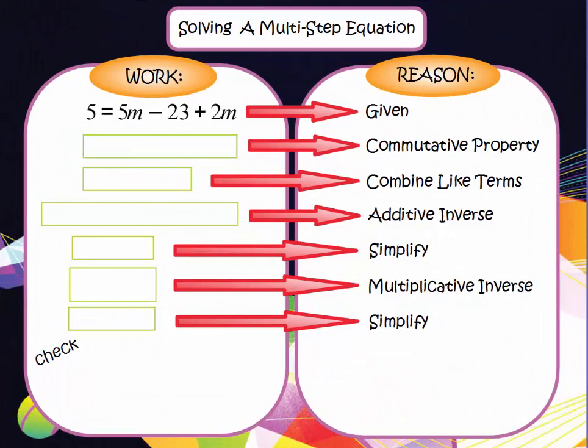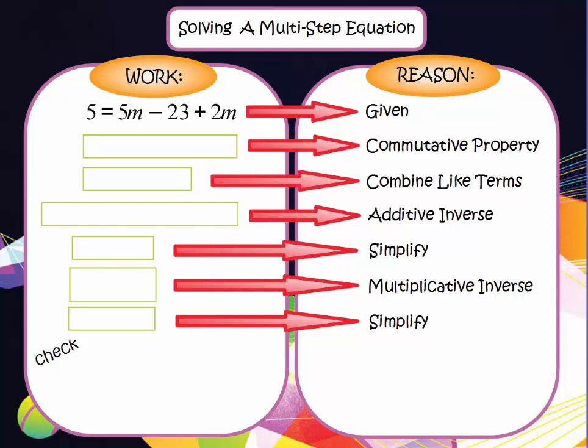Alright, so let's solve one of these multi-step equations. We have the equation 5 equals 5m minus 23 plus 2m. And that's what's given to us in this question. So now we're going to start manipulating this equation using our properties so that we can eventually isolate the variable m by itself and find out what m equals.